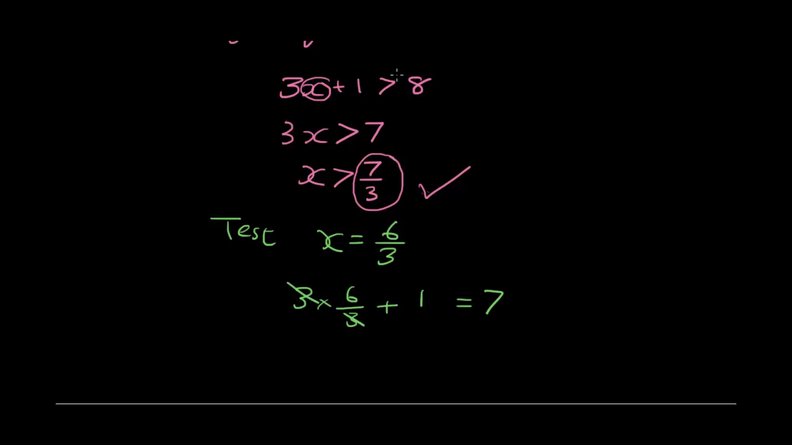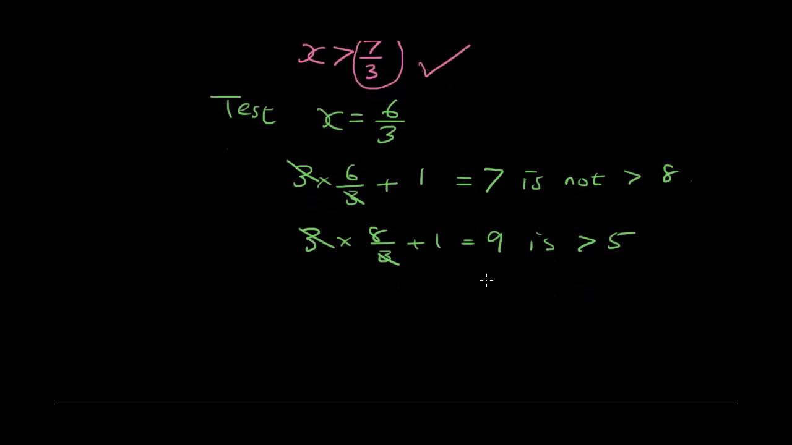7 is not bigger than 8. But if you try a number bigger than 7 over 3, so let's try 8 over 3, that becomes 8 plus 1, which is 9, which is bigger than 8. So therefore 7 over 3 looks like a pretty good answer to me.